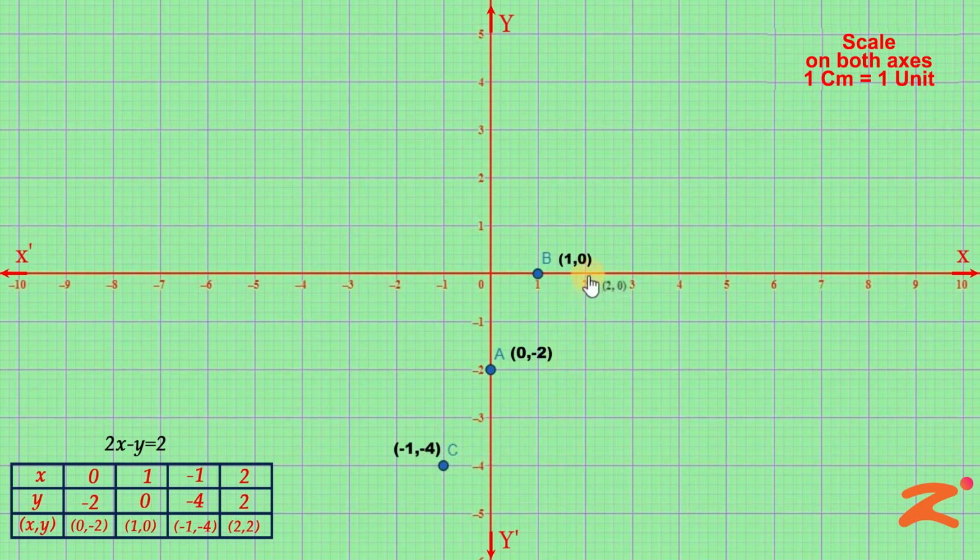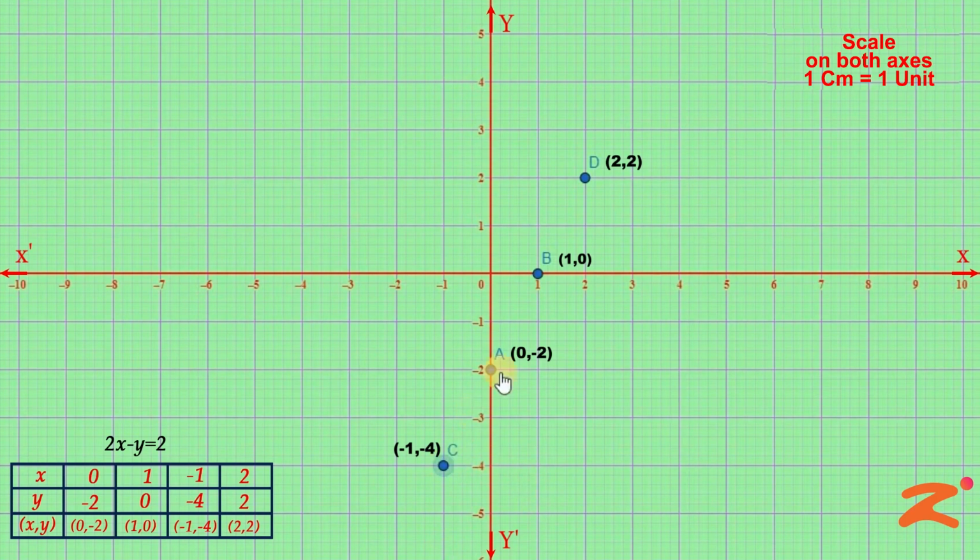Now we'll see the last point, that is 2, 2. On the x-axis it is plus 2 and on the y-axis it is plus 2. So it is on the upper side. We'll give it the name D: 2, 2. Now we have received 4 points A, B, C and D. The points are 0, -2, 1, 0, -1, -4 and 2, 2.